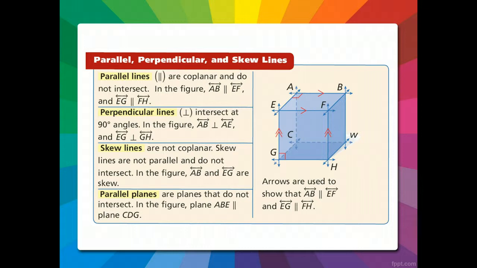Skew lines are not coplanar. They're also not parallel. They don't intersect anywhere. They just keep going on and on and on in both directions, but never touch and aren't in the same plane. In this figure, line AB and line EG are skew.